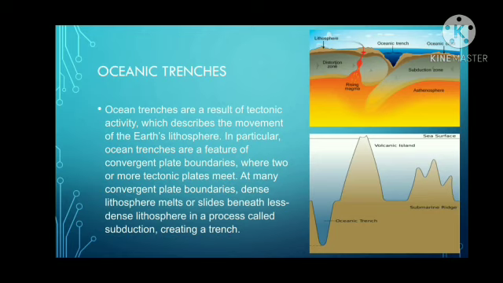Ocean trenches are a result of tectonic activity, which describes the movement of the Earth's lithosphere. In particular, ocean trenches are a feature of convergent plate boundaries, where two or more tectonic plates meet. At many convergent plate boundaries, a dense lithosphere melts or slides beneath less dense lithosphere in a process called subduction, creating a trench.